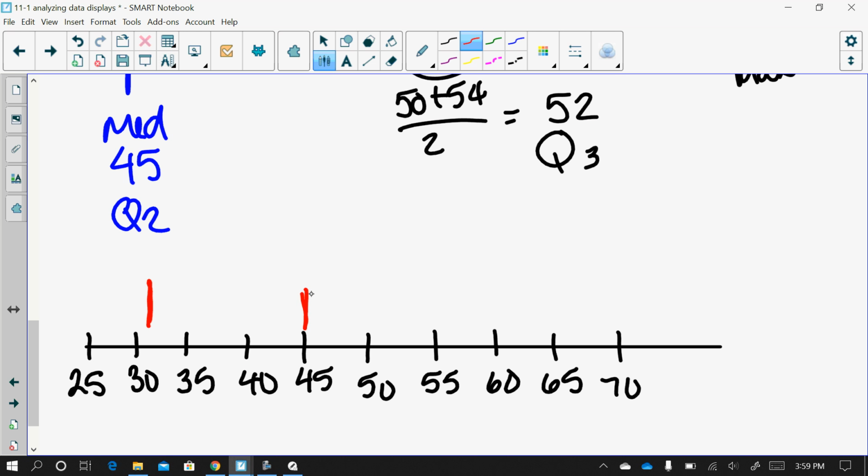Q3 is 52, which is about right here. Okay, once you have your lines, you're going to connect them to make a box. This is why it's called a box. Then we put on our min and our max.